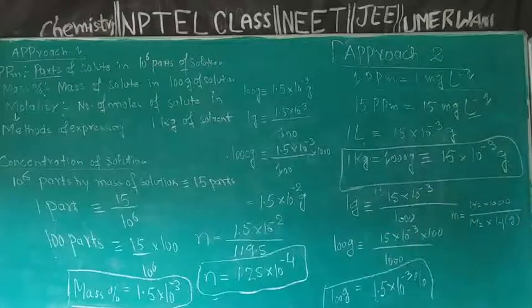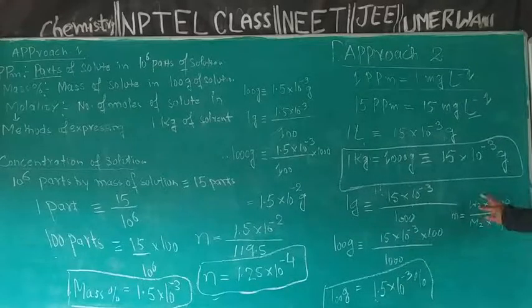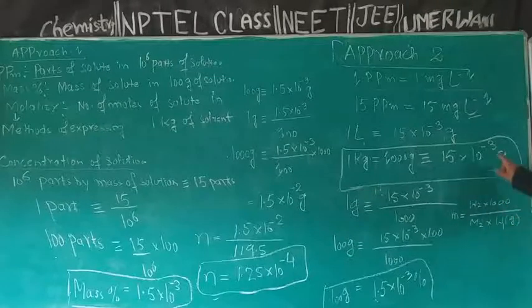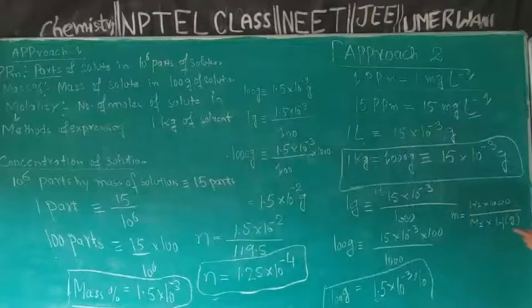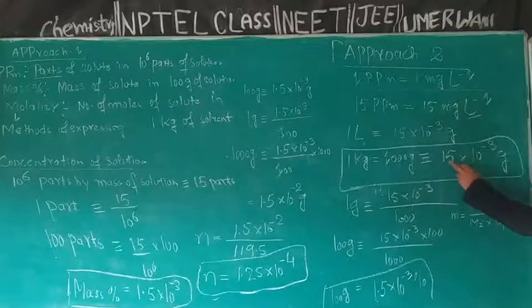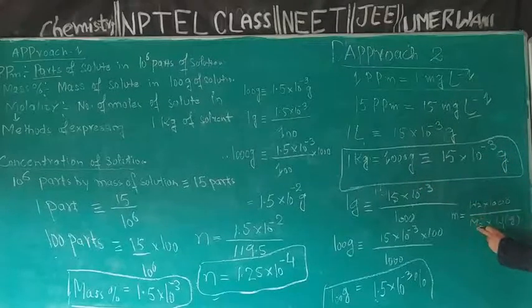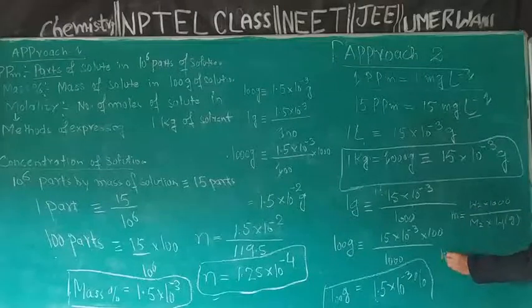Now identify what is given. Given is that weight of solvent is 1000 grams, W1 is 1000 grams, and 1000 grams contain 15 into 10 raised power minus 3 grams. W2 is also given, 15 into 10 raised power minus 3 grams. Molar mass of chloroform I know. I can easily now calculate molality.